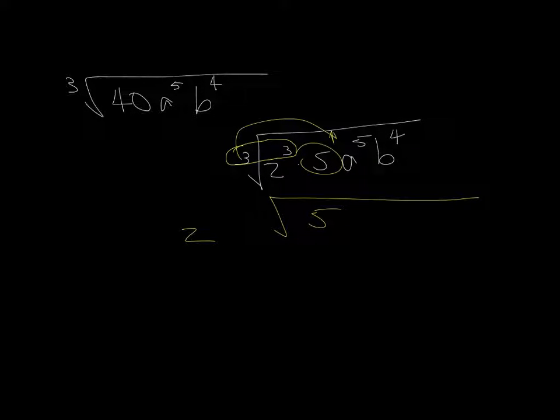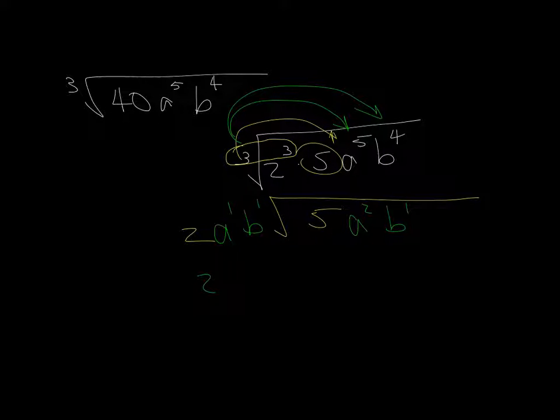Alright, how many times does 3 go into this 5? It goes into it once with 2 left over. How many times does this 3 go into this 4? Goes into it once with 1 left over. So my answer then is 2ab cubed root of 5a squared b. Okay?